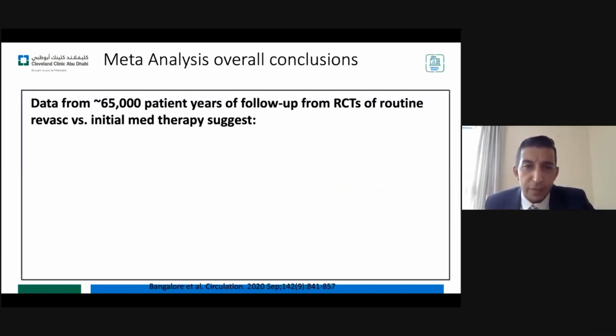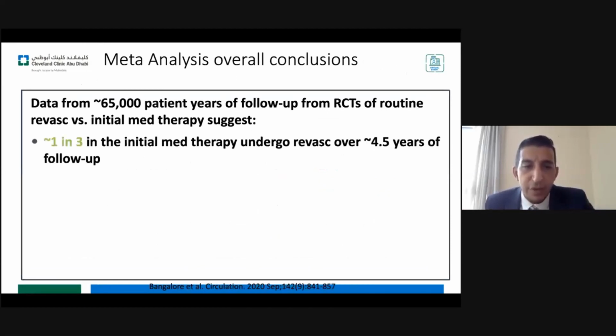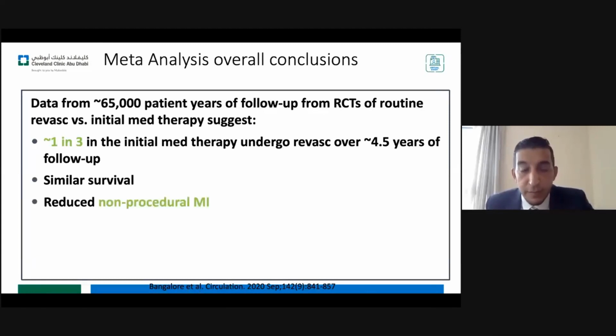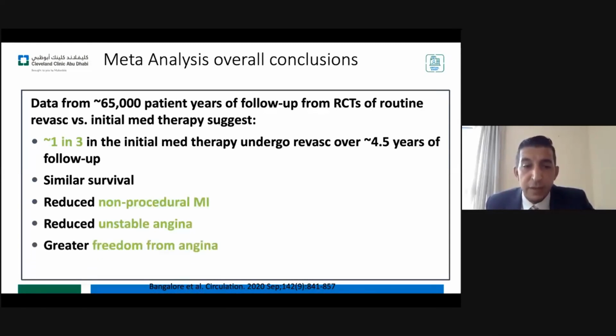So when we look at this meta-analysis overall, over 65,000 patient years of follow-up between these patients, about a third of patients in an initial medical therapy strategy convert. So it shouldn't be dogma that you tried medical therapy, then that's medical therapy for life. If patients have ongoing symptoms or increasing medications, it's very reasonable to pursue the PCI option. Survival is similar, and we shouldn't ever be quoting for these patients that we will improve their survival. But it does reduce non-procedural MI in follow-up. It does reduce unstable angina events, and patients have greater freedom from angina. But it does increase procedural MI. And that's the overall take-home with PCI and stable CAD.